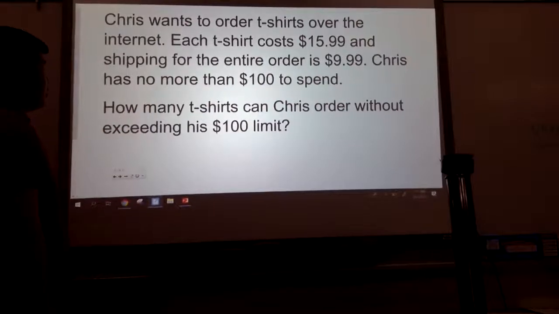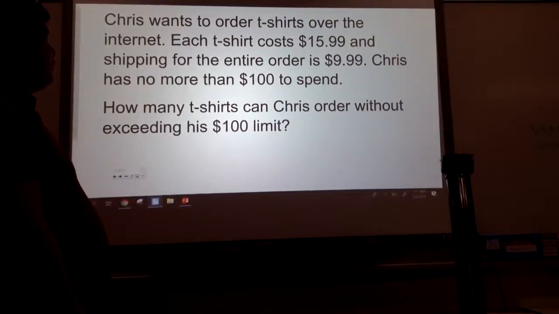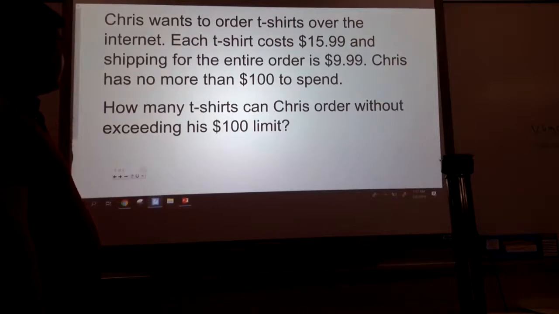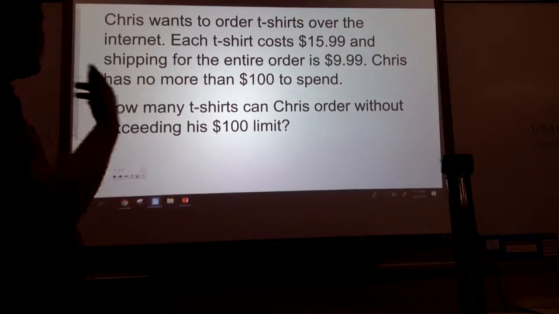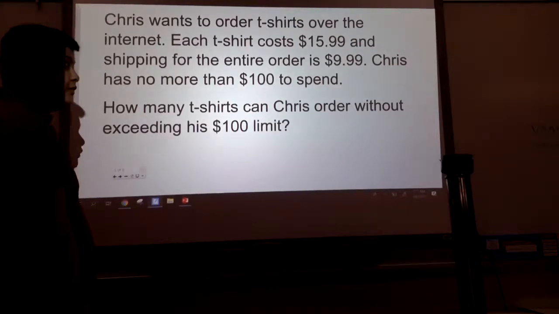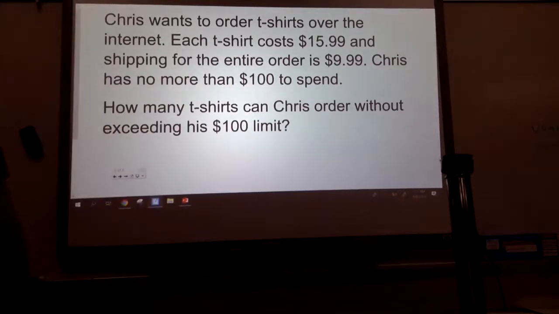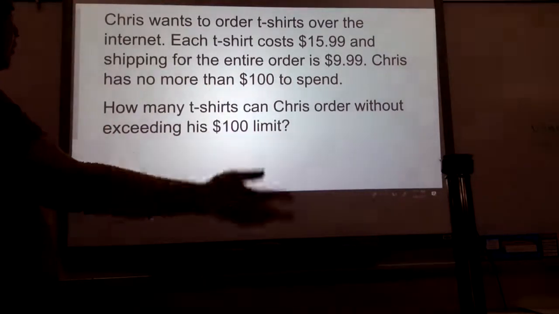Chris wants to order t-shirts over the internet. Each t-shirt costs $15.99, and shipping for the entire order is $9.99. Chris has no more than $100 to spend. Could he spend $100? Yes, he absolutely could. He just doesn't have enough money to spend more than that.